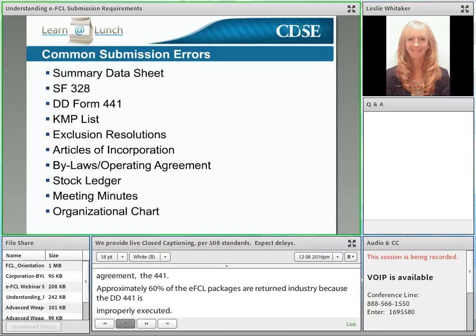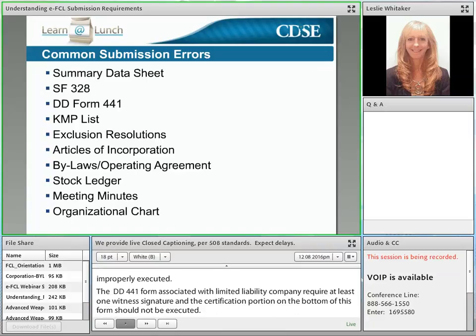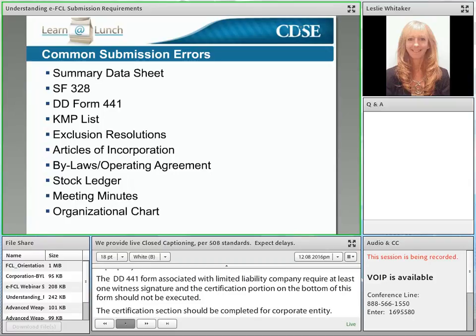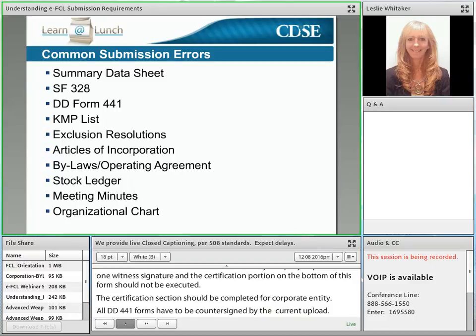All DD441 forms must be countersigned by DSS prior to upload. You must forward 2 original signed 441 forms to your local DSS field office for countersignature, and then one of these forms will be returned to you for file and subsequent uploading into eFCL.